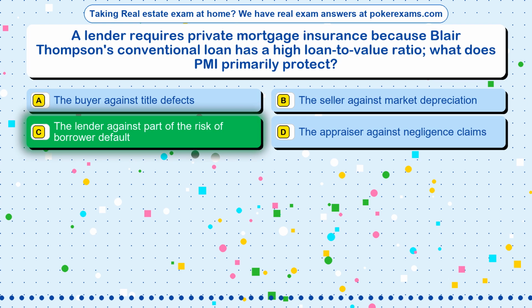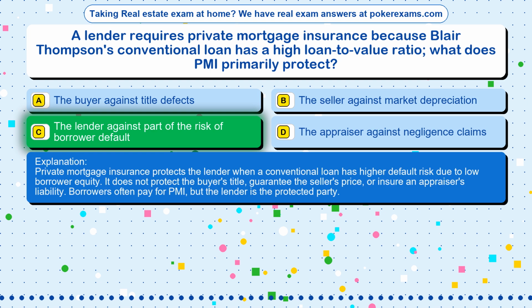The correct answer is option C, the lender against part of the risk of borrower default. Private mortgage insurance protects the lender when a conventional loan has higher default risk due to low borrower equity. It does not protect the buyer's title, guarantee the seller's price, or insure an appraiser's liability. Borrowers often pay for PMI, but the lender is the protected party.